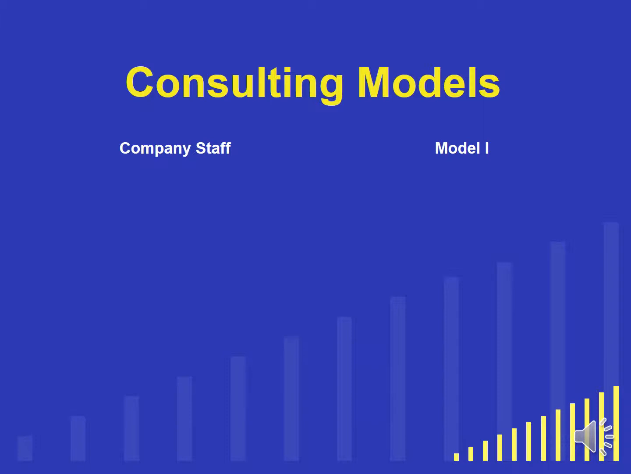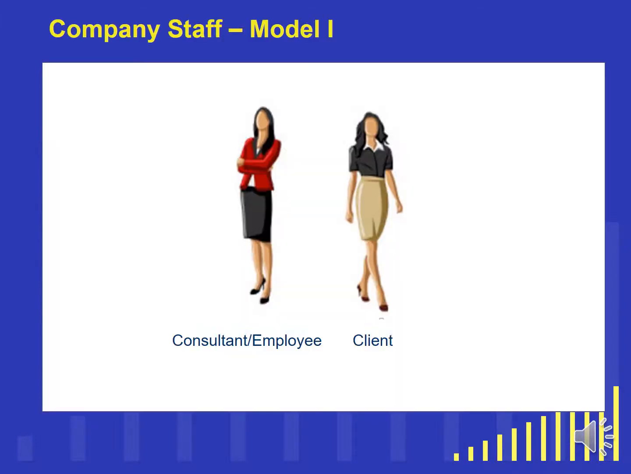The first model is model one, that's company staff. It's really a unique situation. It has two elements in that model. The consultant and the client. The client in this case is the employer. The consultant is an employee, but the client is not a consulting company.